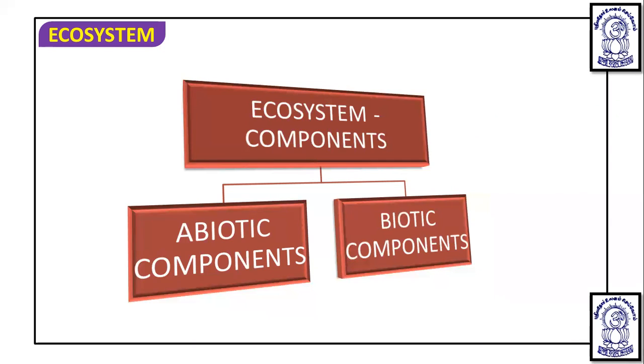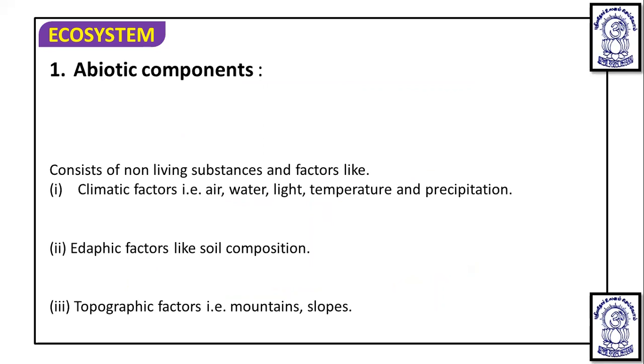Now, abiotic components means non-living components, and biotic components means living components. So we have to understand both, because as we know, an ecosystem consists of a biotic community and the environmental factor, or abiotic factor, which is found surrounding. Then community plus abiotic factor combining form an ecosystem. So we are going to talk about both abiotic and biotic, that is living and non-living components.